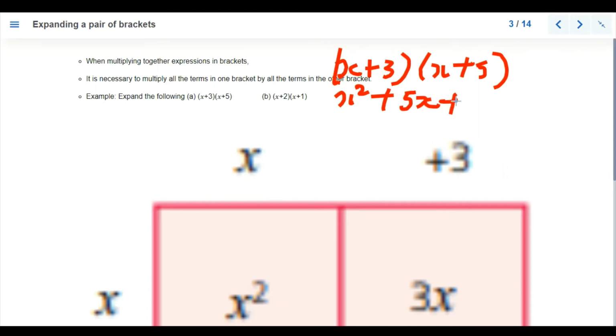X multiplied by 3 will give us 3x. And 3 multiplied by 5. Remember, we have plus plus, so we have plus 15. And that is the answer to the first question.